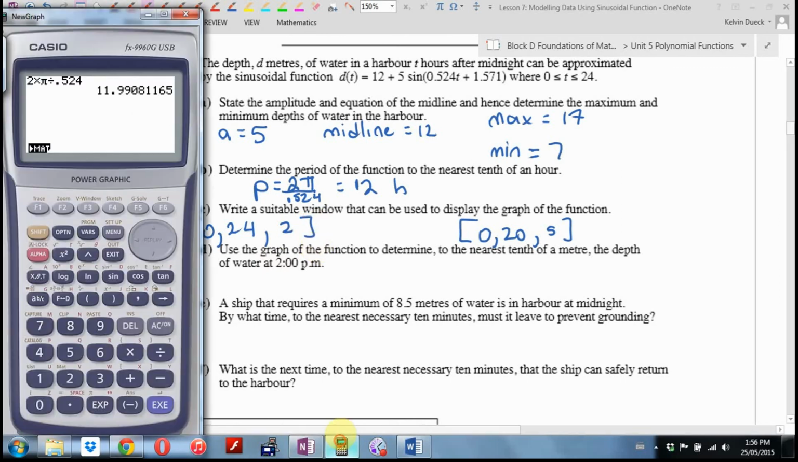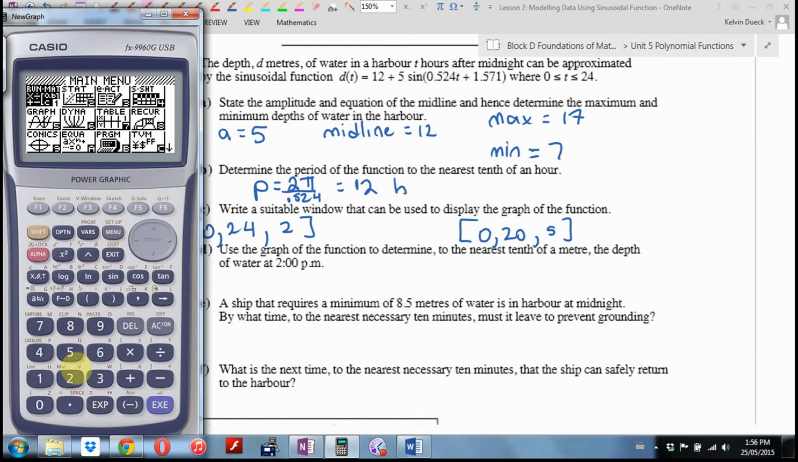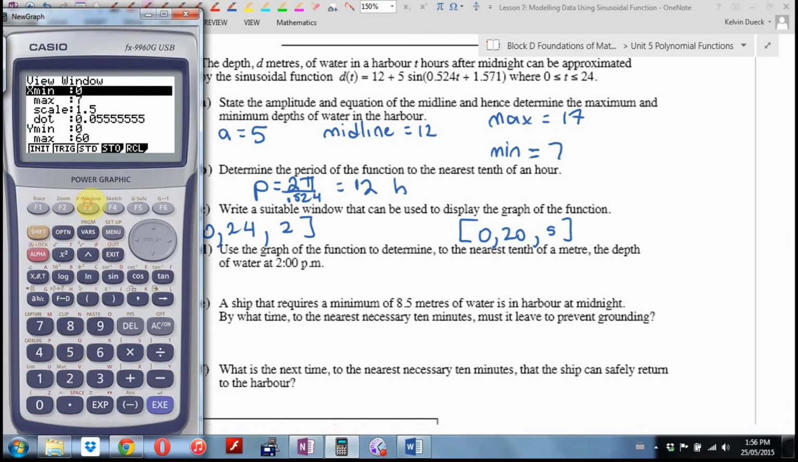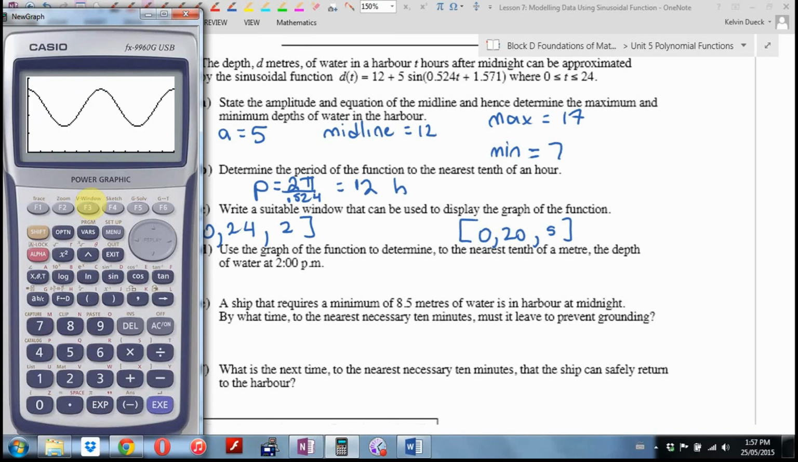Let's enter that view window right now. So I've got the equation in, right? You guys have as well. Shift, view window, xmin, start at time 0. Let's do a 24-hour day, scale 2. Ymin 0. By the way, you could do a Ymin of 6 because the lowest it gets is 7. I always like to see the ground. That's just my personal preference as a physics nerd. Ymax 20, scale 5. And if we're lucky, tide goes down, tide goes up, tide goes down, tide goes up. Does that look okay? All right.